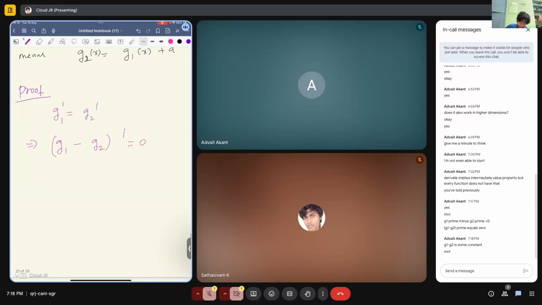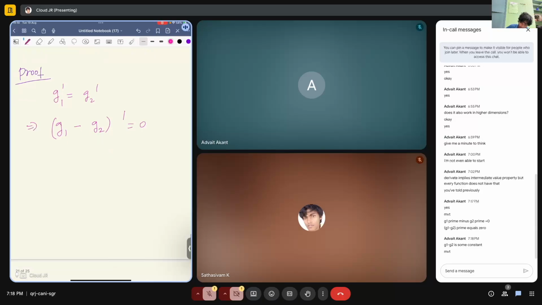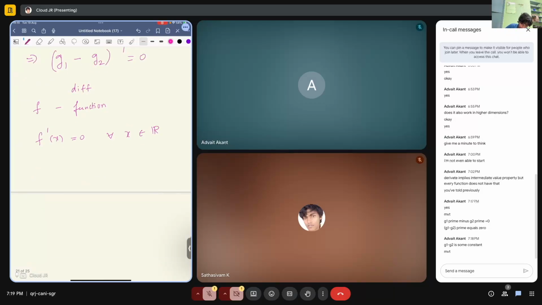Forget whether it's g1 or g2. Basically, you have a function f, a differentiable function, such that f prime of x is equal to 0 for all x belonging to R. Now the claim is, what can you say about f?